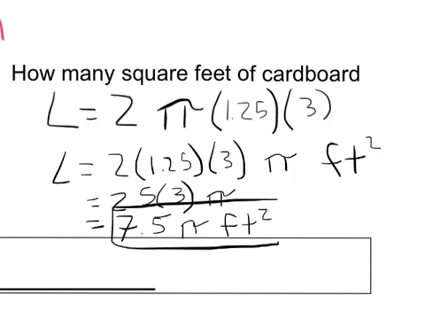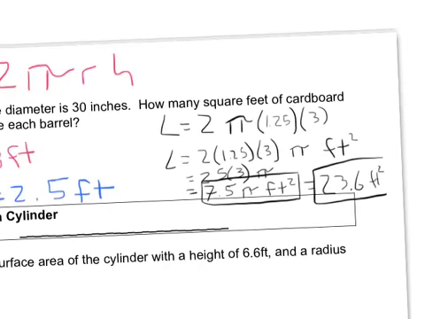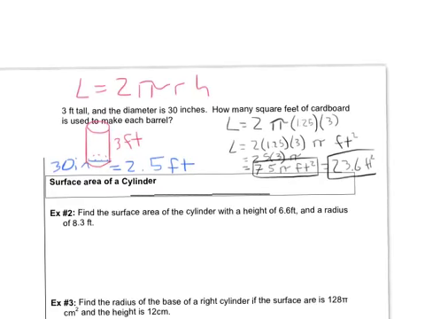Now that answer would be enough if they asked for it in exact terms. If not, we can always plug in our calculator and see what we get. This would be approximately 23.6 feet squared. Alright, there's how you find the lateral area.